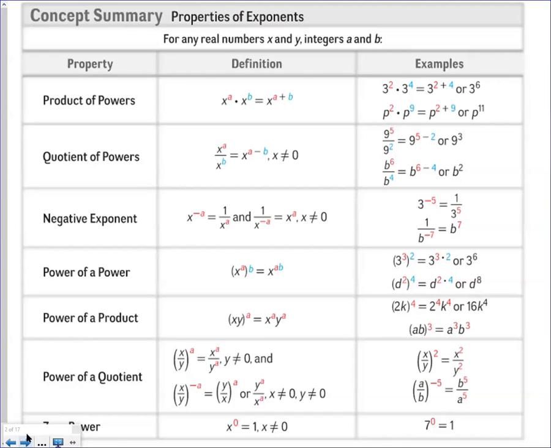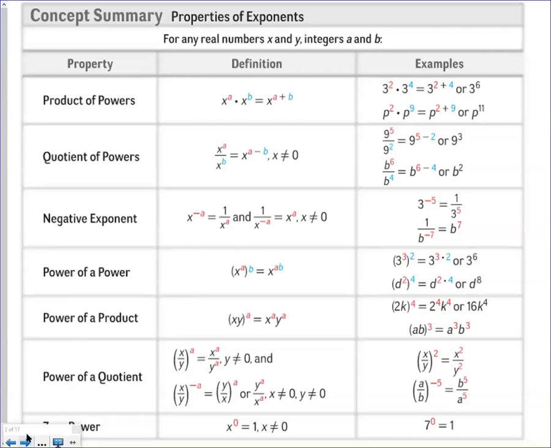Negative exponents just move something to the denominator. So x to the negative a is 1 over x to the a, or 3 to the negative 5th is 1 over 3 to the 5th. So it doesn't do anything with a negative there. It doesn't make the term negative. In the exponent, it's talking about whether it's in the numerator or denominator.